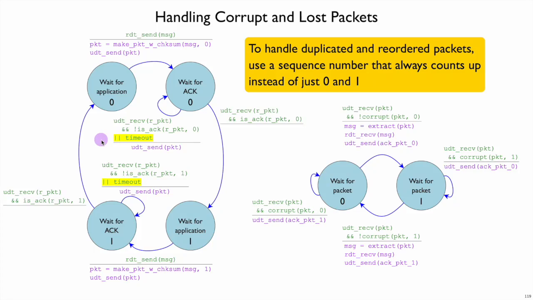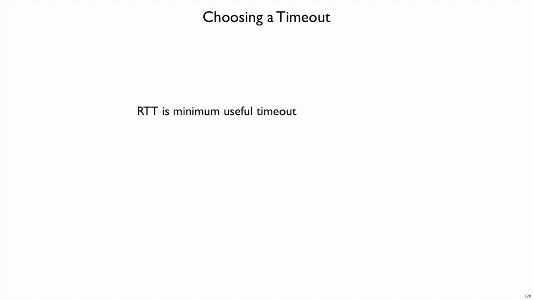The timeout here is our key ingredient for detecting lost packets, but how long should that timeout be? We could wait a very short time or a very long time, and it's not immediately obvious what is best. Now, if we happen to know how long it should take to get to the receiving side and for that receiving side to send back an acknowledgement, that corresponds to the round-trip time of a packet. And that would be useful as a kind of minimum timeout.